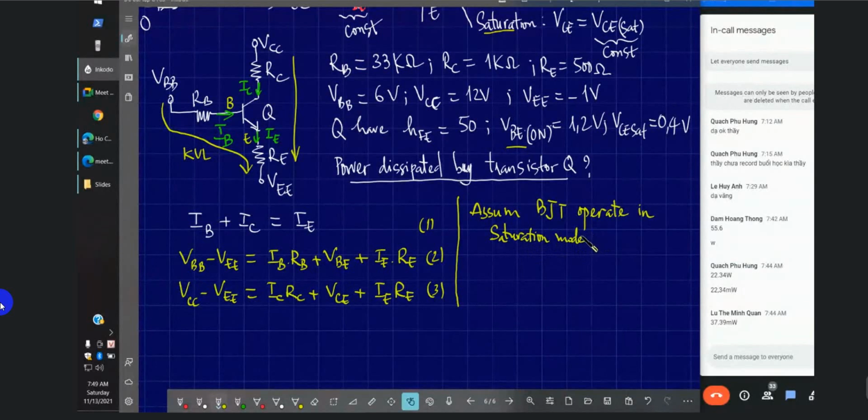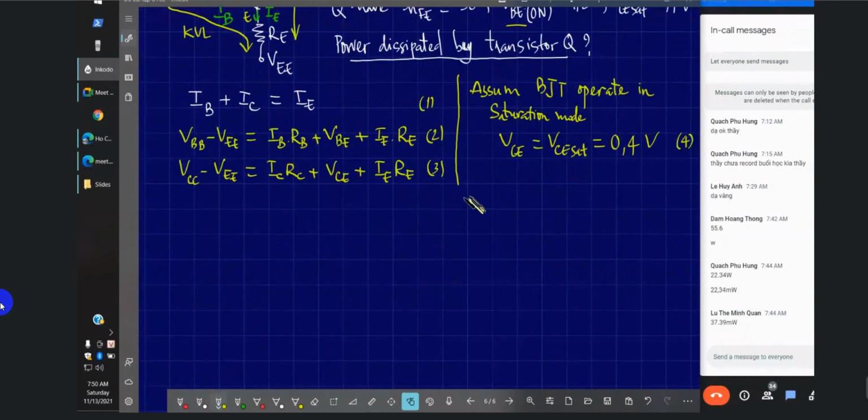If we assume saturation mode, we would have VCE as a constant, equal to VCE saturation, and the value for saturation is 0.4 volt. And then we get the fourth equation. Then we solve the equations for the result.